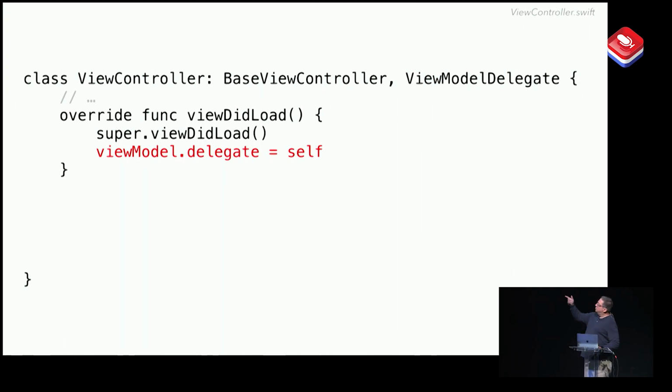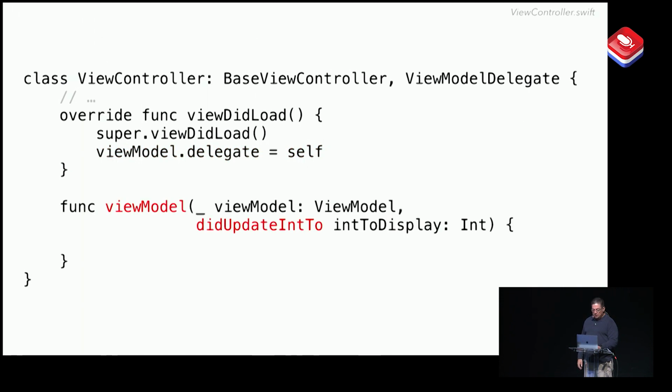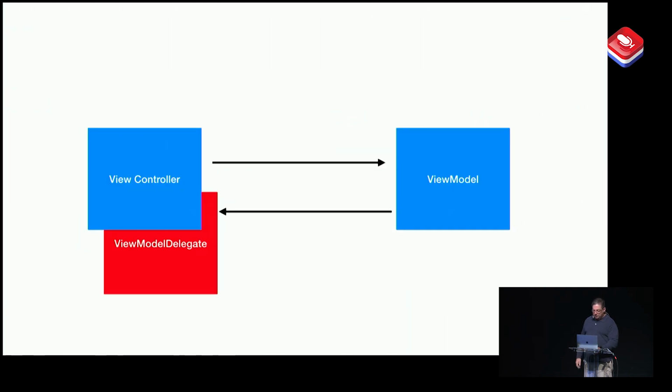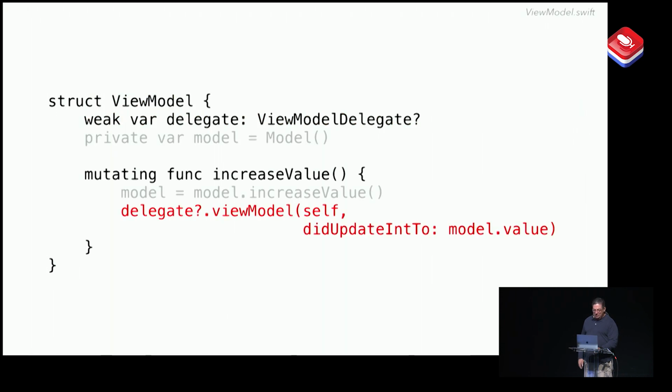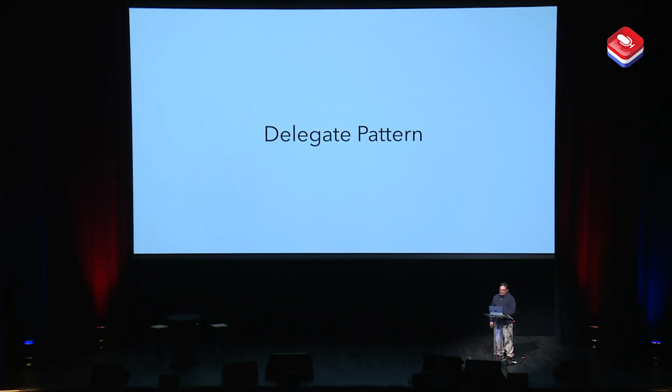And so you know that the view model says, I'm going to set the delegate to be myself, and so we're doing that from the view controller, and then we conform to this method, and that's where we display the new int. And so the circle is complete, and all the view model has to do is it says, I got a delegate, at least I think I do, it's an optional, but if I have it, when the time comes to increase the value, I'm going to send this message back that says, can you update the int to this thing? And that's the delegate pattern.